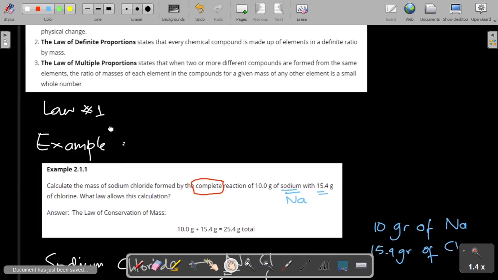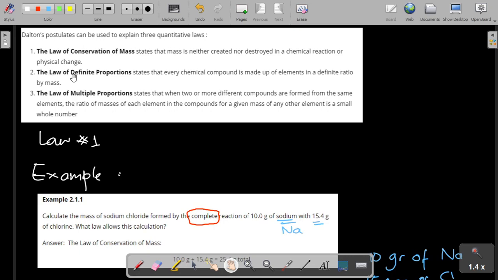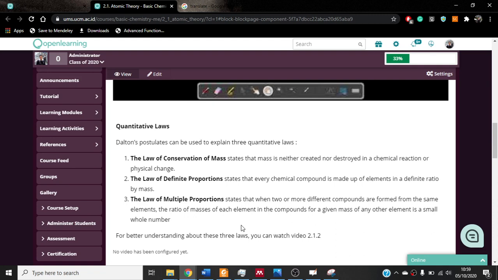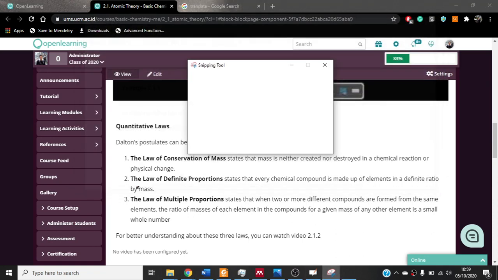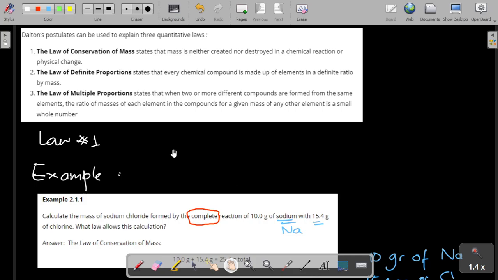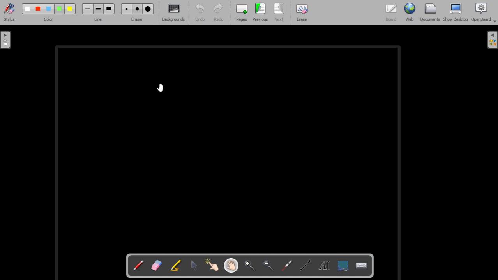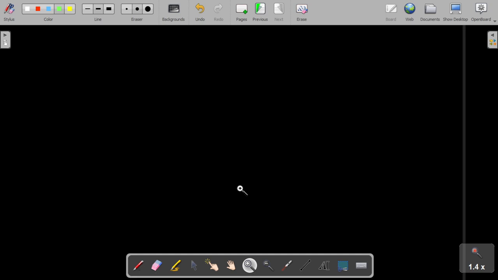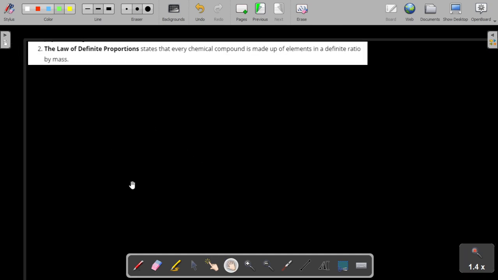Now we are going to the second law, the law of definite proportions. I will bring this to our new page. In this law, it says that the law of definite proportion states that every chemical compound is made up of elements in a definite ratio by mass.